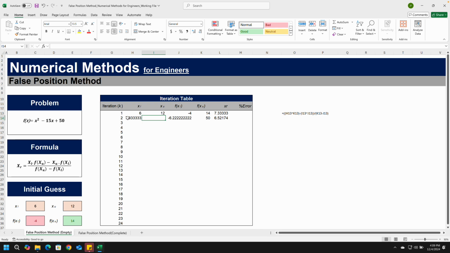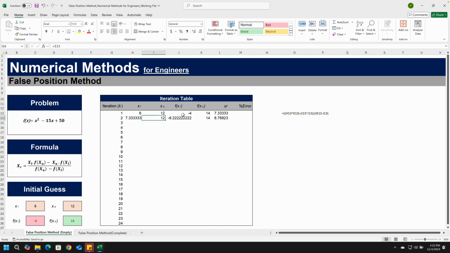Now again, like I mentioned previously, when we want to choose what xu is, we have to figure out if we've fulfilled this criteria of one positive and one negative evaluation. And so with our 7.333 xl, we've gotten a negative evaluation. So f of xu here has to be positive, meaning if we choose 6 here, okay, it's negative, right? So we cannot have this. So these two cannot be negative. This cell here has to be positive. Since 6 gives us a negative, our only choice left is to use 12.